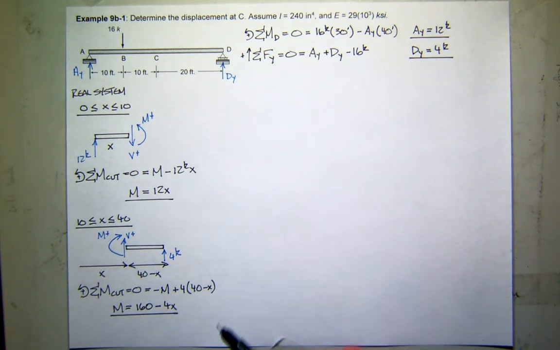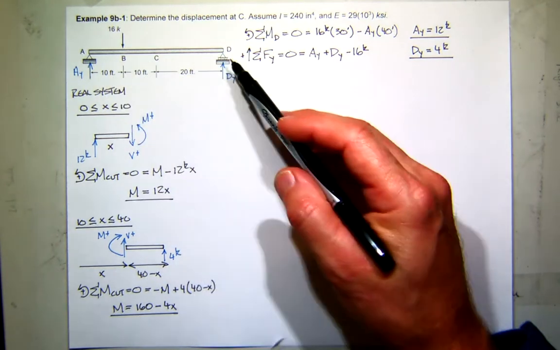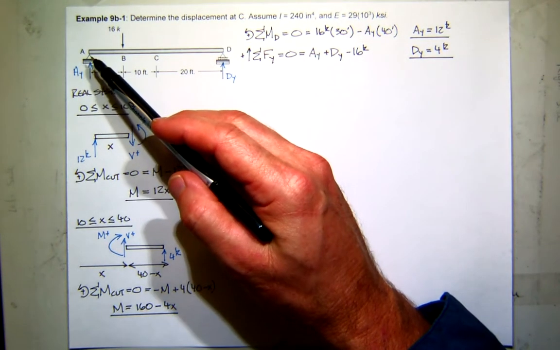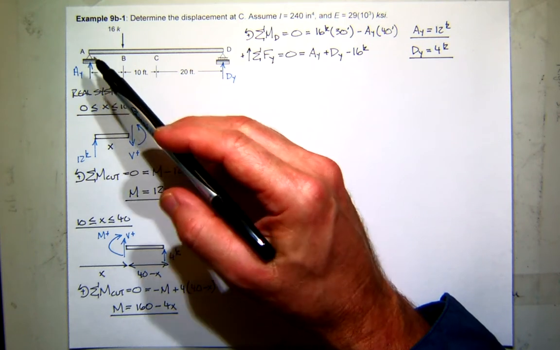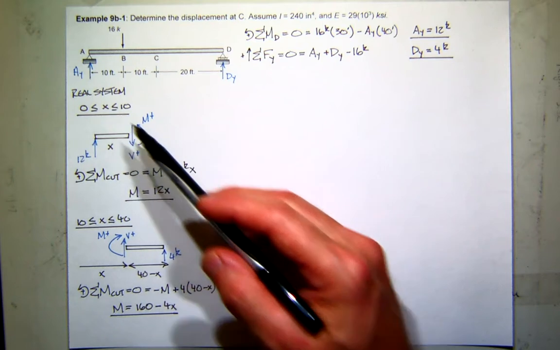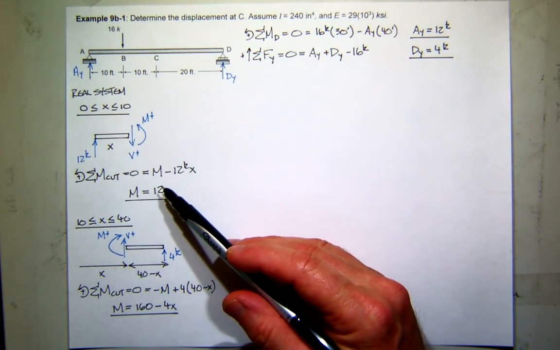Now before we proceed, we can do a couple of quick checks. In this structure, we know the moment at a couple of places. We know the moment at A. What's the moment at A? 0, okay? So A is at x equals 0, and this is the equation that's valid for that. And I put in x equals 0, and I do get a moment of 0.